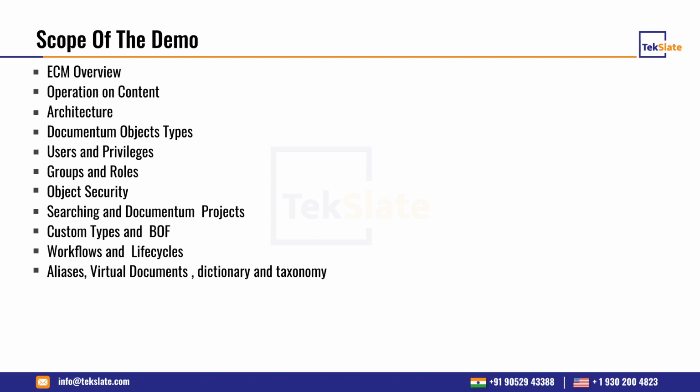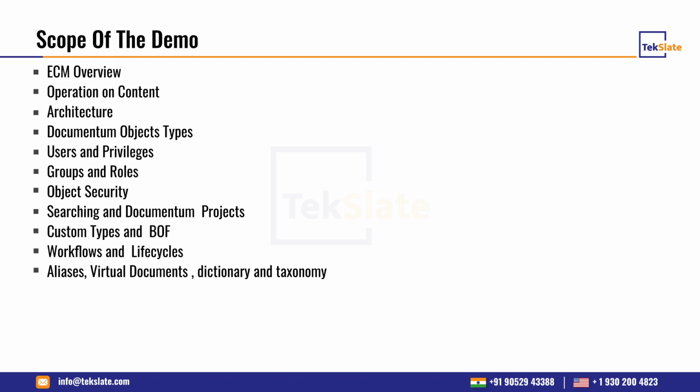Then the Documentum projects: I will cover the projects I have worked on and how they behave. I will explain everything so that in the industry you will not suffer. Then the custom object type. Whenever you are going to create anything new in Documentum, you have to create a custom object type. Based on that, your content will survive in Documentum. And to make the custom object type referable, we have to use the Business Object Framework. That I will also explain.